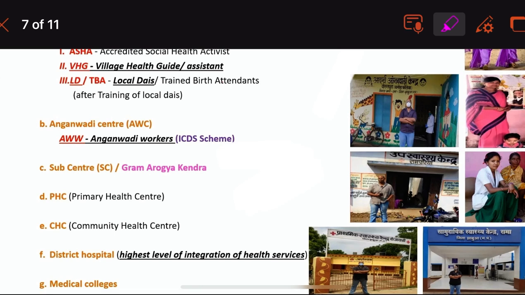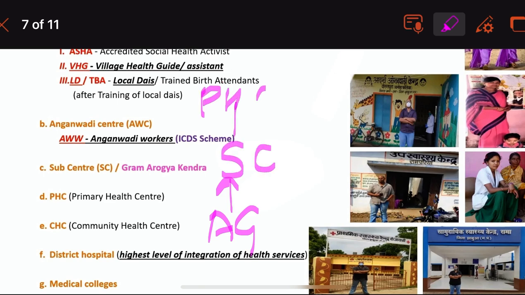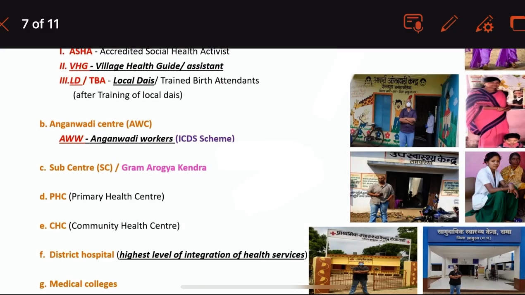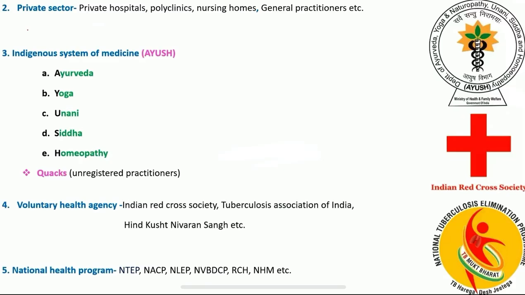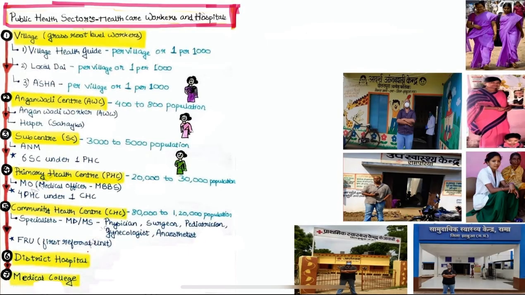So let us write it again. What did we have? Anganwadi, next sub-center, primary health center, then community health center, CHC, followed by district hospitals, and then medical colleges. That's all.